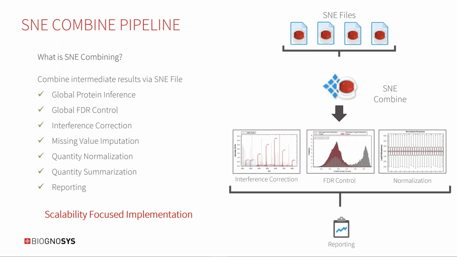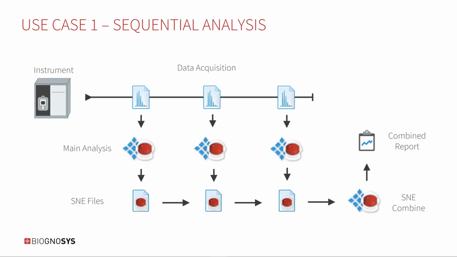Using this new pipeline, there are two use cases that I could think of immediately. Use case one, what I call sequential analysis, is where you have a long-running acquisition series, let's say over a month, if it's a really large project. Whenever there's a new file generated by the instrument, you can directly run it through Spectronaut and generate an SNE file from it.